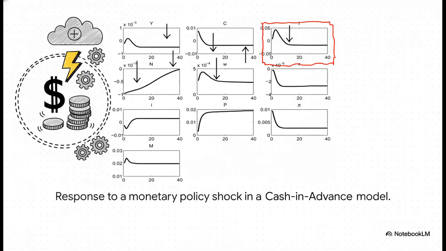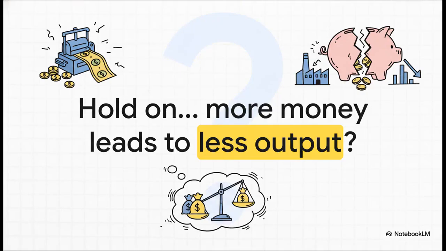And here is what happens when the central bank suddenly prints more money in that cash in advance model. They increase the money supply, M, but just look at what happens to output Y and consumption C. They both go down. They fall. I mean, that's just totally backward from what you'd expect, right? Exactly. This is the kind of result that professors love to put on exams because it really tests if you understand the model's inner workings. How on earth could printing more money cause the economy to actually shrink?